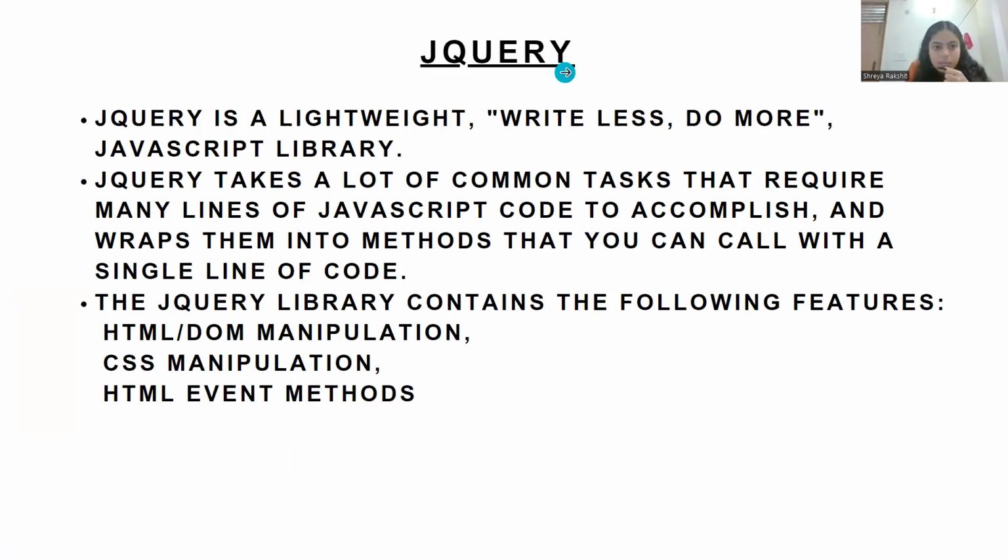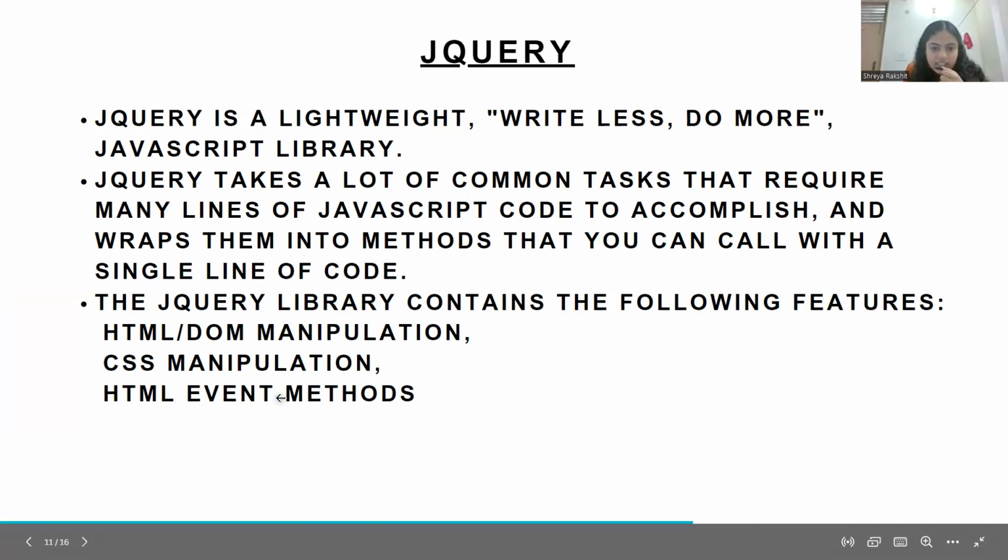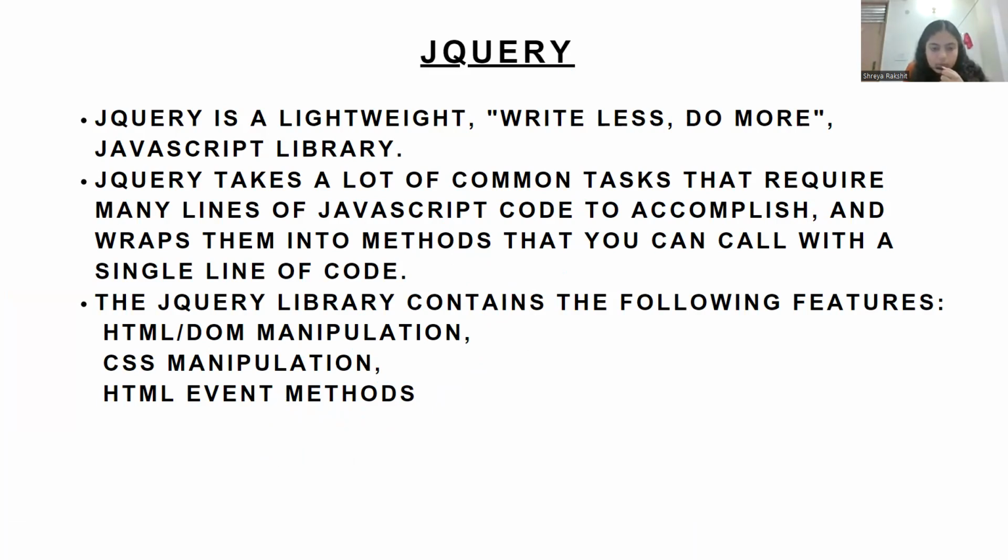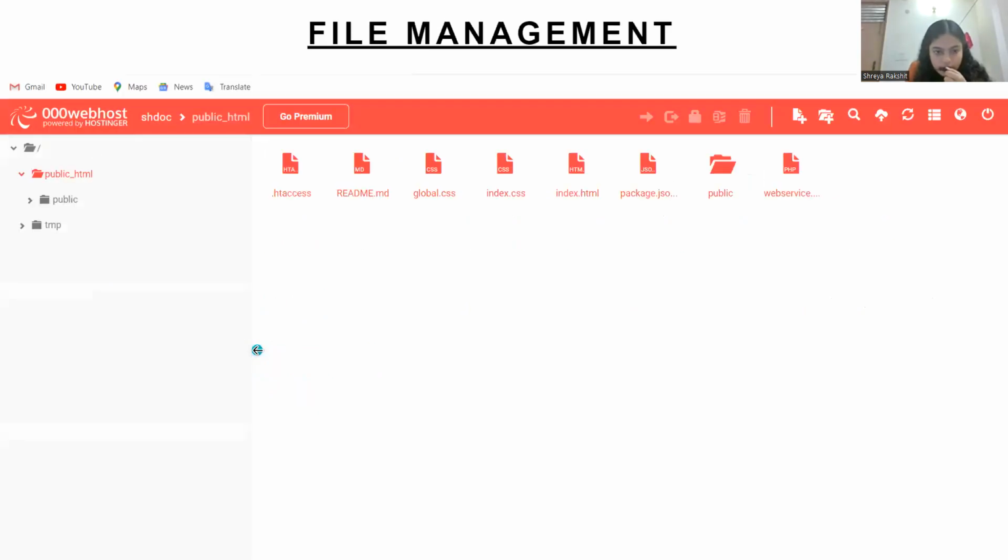So the last part is jQuery. jQuery is basically a JavaScript library. It is the lightweight, write-less, do-more JavaScript library. It means it makes the JavaScript code much shorter, and a lot of common tasks that require many lines of JavaScript code to accomplish, it wraps into methods that you can call with a single line of code. That's why we are using jQuery here. Basically we are using it for sending the post request to the PHP document, and for HTML event methods and HTML DOM manipulation. We can use it for CSS manipulation as well.